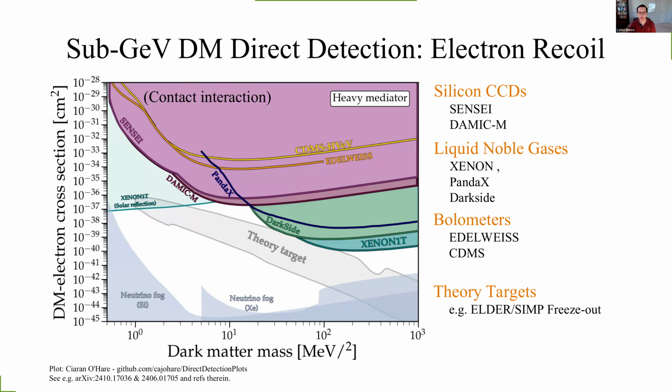So what does that look like in parameter space? Here I'm showing you the dark matter electron cross-section for something like a heavy mediator, okay? So something where FDM is equal to 1, or a contact interaction. And these silicon CCDs, Sensei and DAMIC-M, are up here, and they're really pulling most of the weight below about 10 MeV. Above that, you still have the noble liquid detectors doing really quite well.